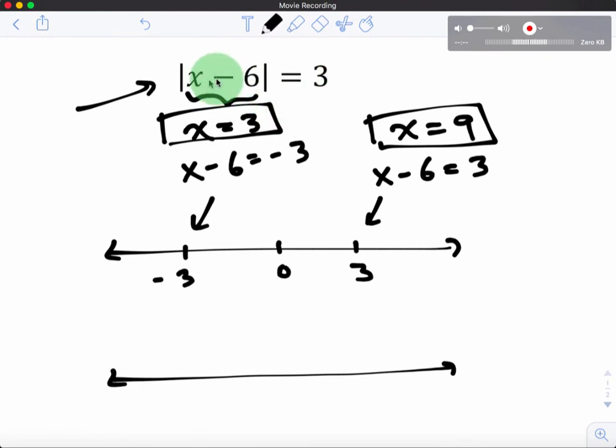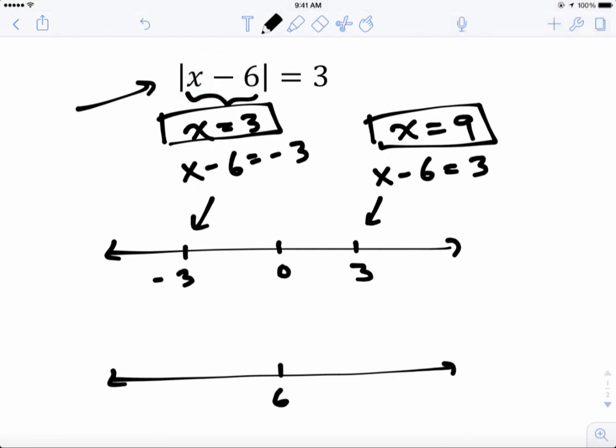This is really just saying that x is either 3 bigger than 6 or 3 smaller than 6, that the absolute value of the difference is 3. So this is just saying x is 3 away from 6. That's it. So you can almost think of 6 as your new centering point, and x is either 3 units to the right on the number line or 3 units to the left, yielding us those same two solutions of 9 and 3.